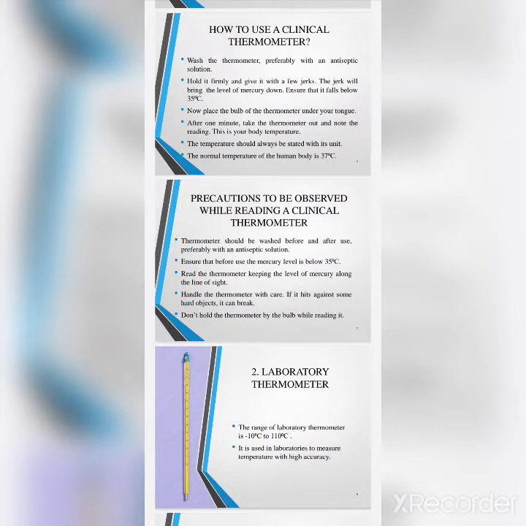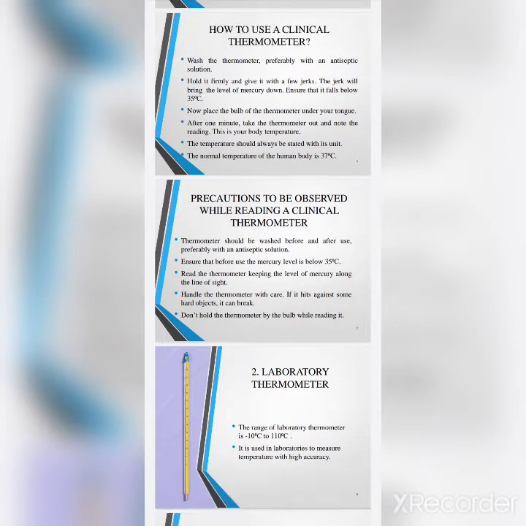Now place the bulb of the thermometer under your tongue or armpit. After 1 minute, take the thermometer out and note the reading. This will be your body temperature. Temperature should always be stated with its unit. Students, what is the normal temperature of human body? Yes, it's 37 degrees Celsius.